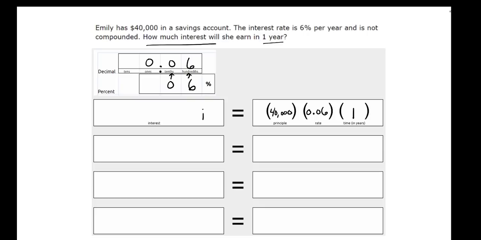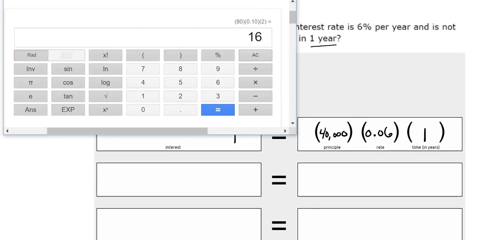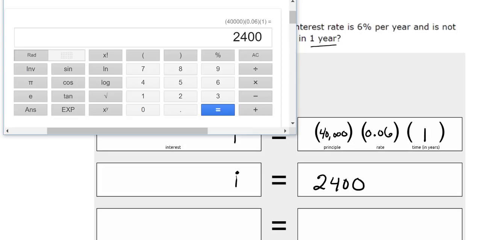So they only want the interest this time. We're going to go ahead and multiply 40,000 times our rate of 0.06 times the time in years. And we see that in 1 year, she's going to earn $2,400 in interest.